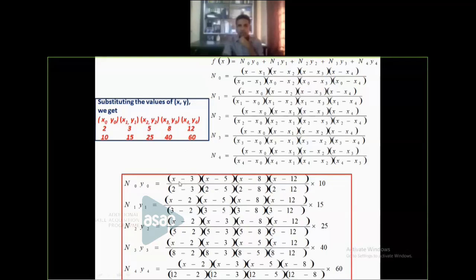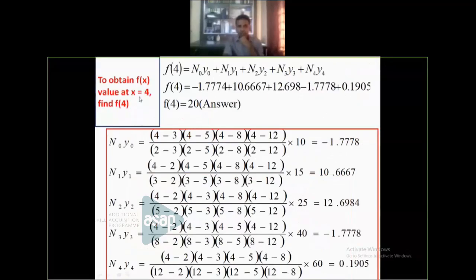So to obtain f(x) at x equal to 4, we'll substitute x = 4. How do we get this? F(4) equals N0 y0 plus N1 y1 plus N2 y2 plus N3 y3 plus N4 y4. This is a general polynomial in which you have to substitute 4 for x. Now let's see how this is done.